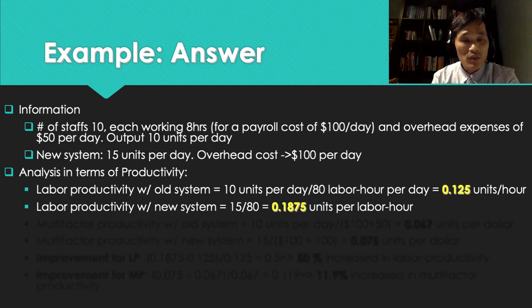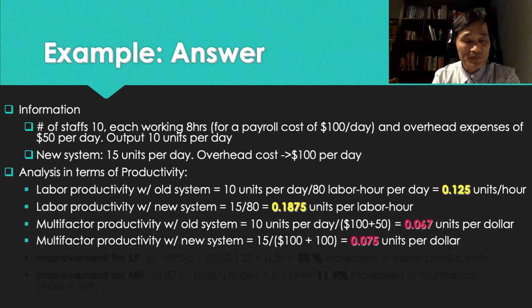If you do that, 15 divided by 80 gives you 0.1875. So we see that labor productivity increased, but we are not so sure if it's the direct result of labor, whether it might be because the machine did more work. But anyway, from these numbers, the new system improved labor productivity. The question is, how much did it increase the labor productivity? That we can calculate too.